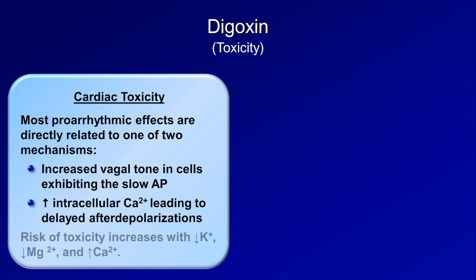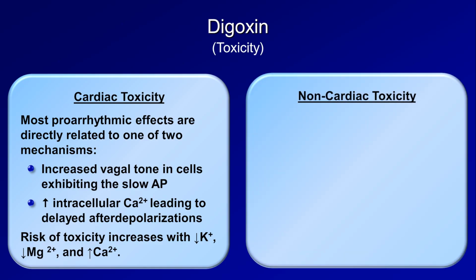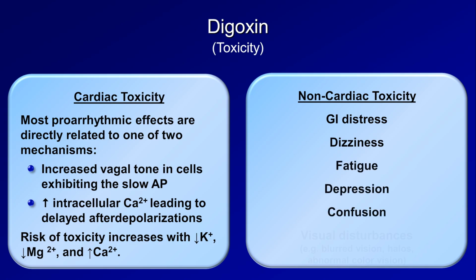The proarrhythmic toxicity of digoxin increases with hypokalemia, hypomagnesemia, and hypercalcemia. Non-cardiac toxicity of digoxin includes GI distress, as well as a broad range of neuropsychiatric problems such as dizziness, fatigue, depression, confusion, and a variety of visual disturbances, including altered color vision.